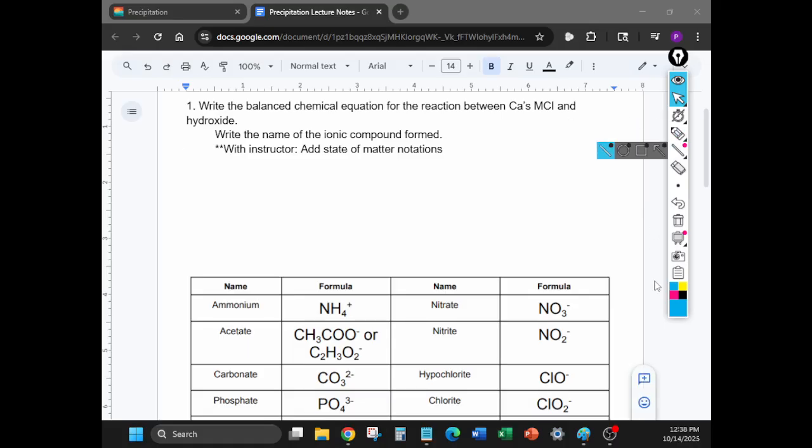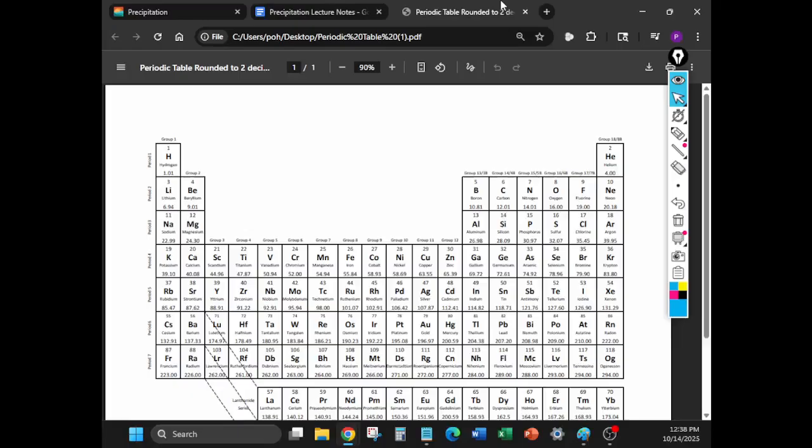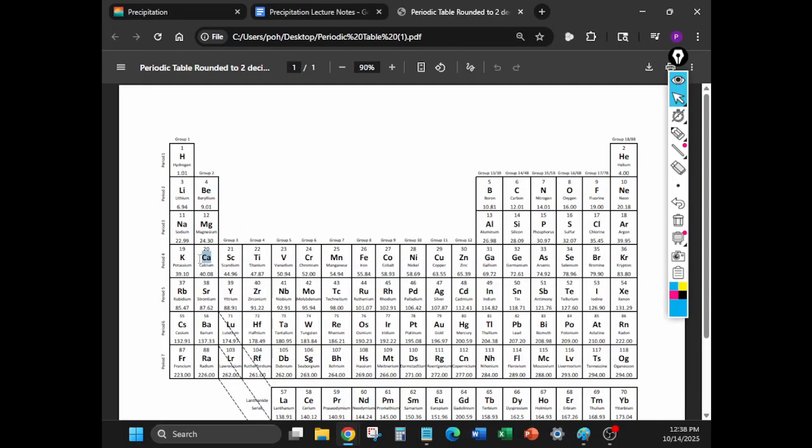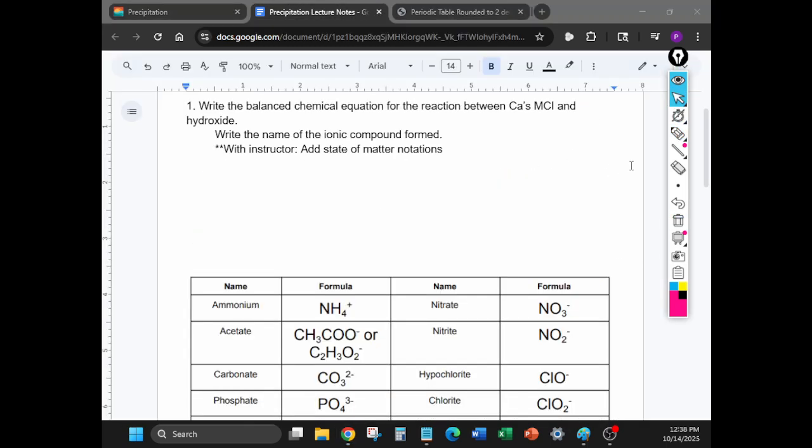So let's start with calcium's most common ion. If we take a look at the periodic table, calcium is right over here. And if you remember from the pattern that we know, it's in the +2 column. So calcium is going to be Ca2+. So that's our first ion. That's our cation. It'll be Ca2+.